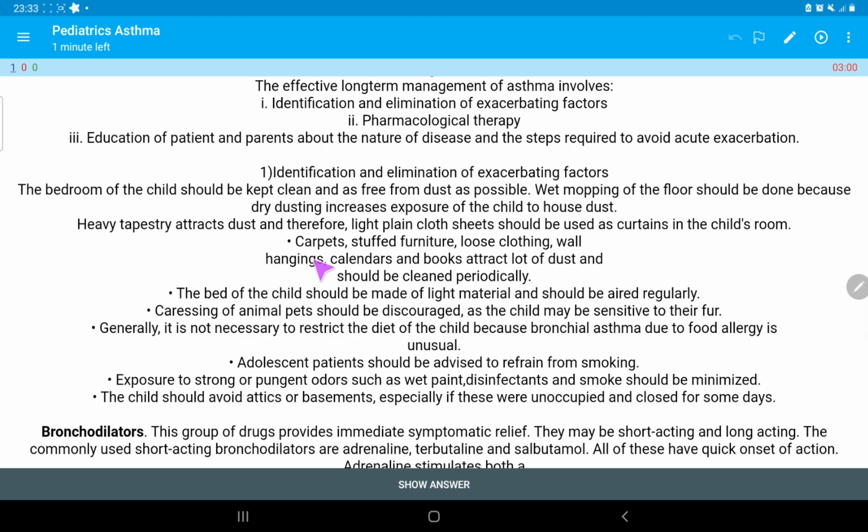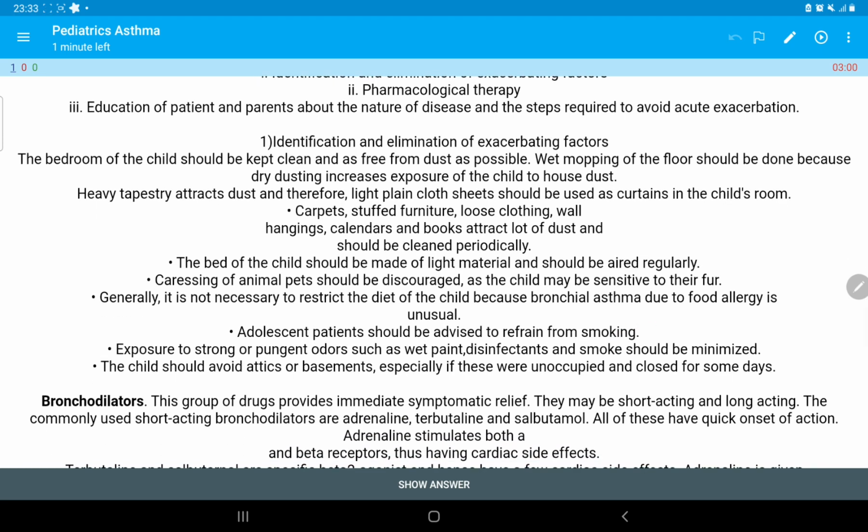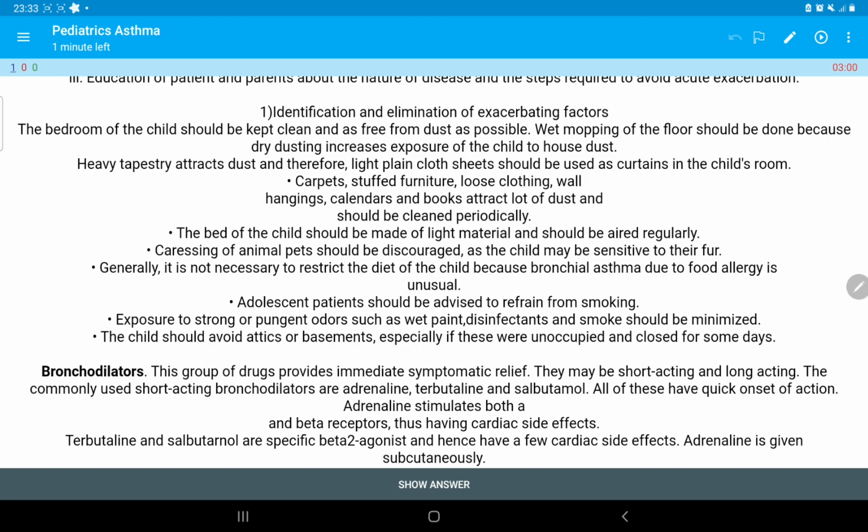We can remove carpets, stuffed furniture, loose clothing, wall hangings and calendars, which attract a lot of dust. These should be cleaned periodically, so we have to keep things clean. And we have to educate the child if they are adolescents. Adolescent patients will be advised to refrain from smoking. We have to give them knowledge about smoking, allergens and everything over here.